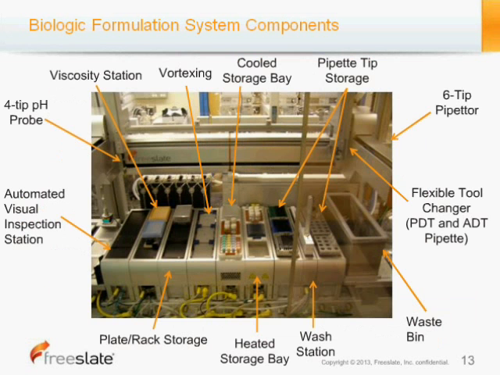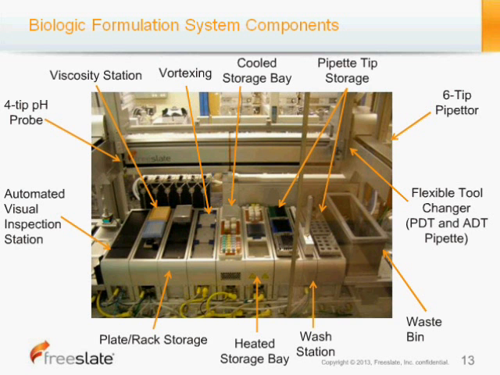So as I mentioned before, that's core module 1, and this is what the deck looks like. This is sort of zooming in on the robot. Starting from the top left here, I'll start with the 4-tip pH probe. That's part of the arm of the robot. Then moving clockwise to the viscosity station, which is our viscometer with sterile pipette tips. Next is the vortexing station, which can be used for both sample preparation, analytical sample preparation, and stressing of samples. The next is the cooled storage bay, which allows for temperature control below ambient temperatures.